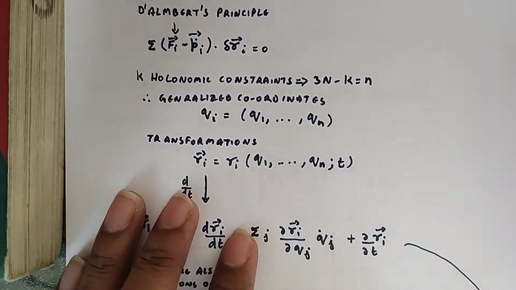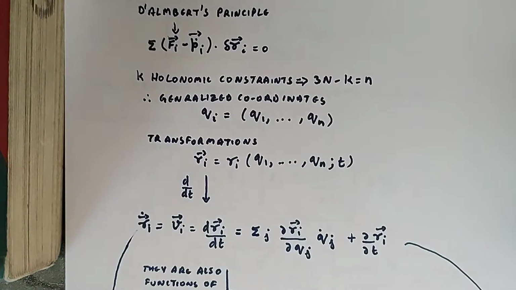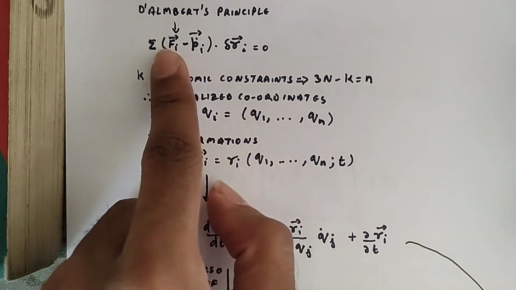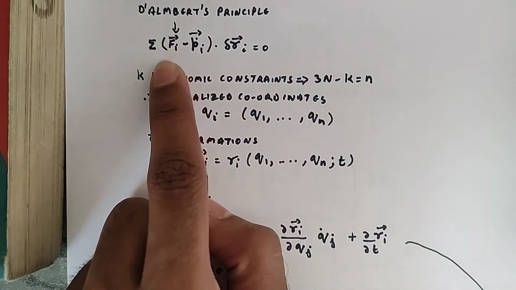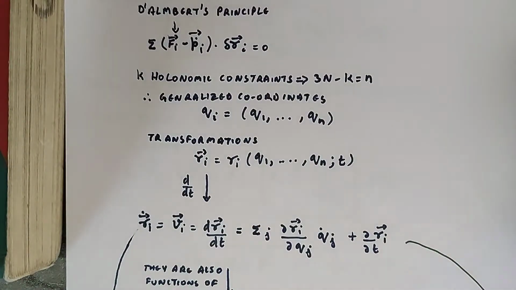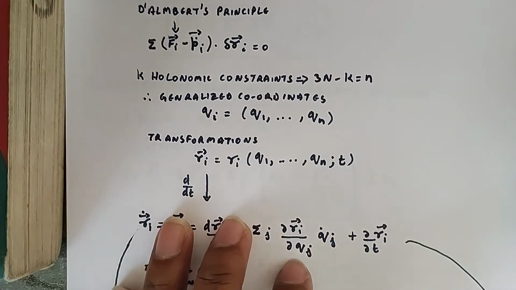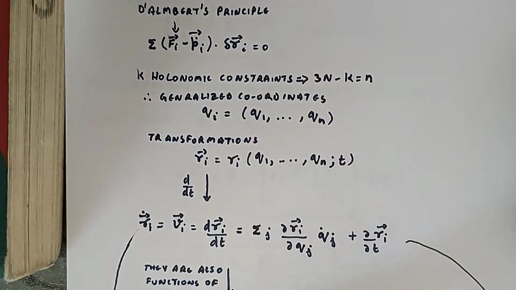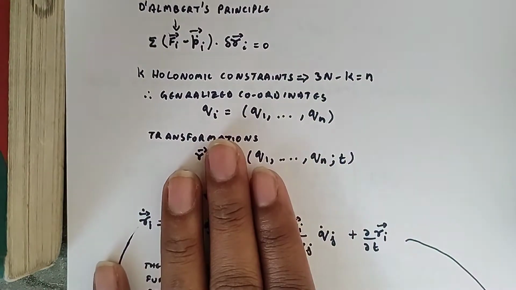So what does D'Alembert's principle basically say? This is a mathematical representation of D'Alembert's principle. So in this equation, all the forces, this Fi, are applied forces, alright? The forces of constraint do not appear in this equation. So this is one of the reasons why we use D'Alembert's principle in order to derive Lagrange's equation.